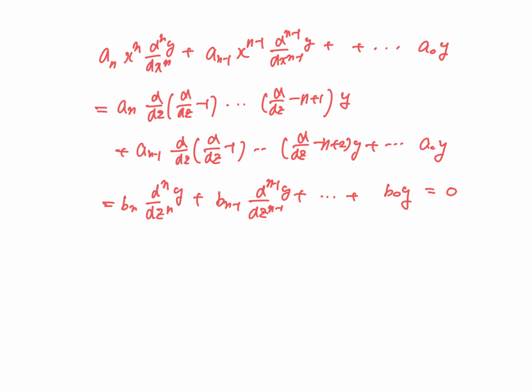So in this case, the trial solution can be what? Exponential lambda z, right? Exponential lambda log x. And this is the same as x to the lambda, right? This is your trial solution.